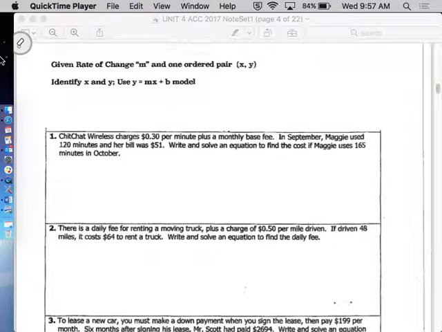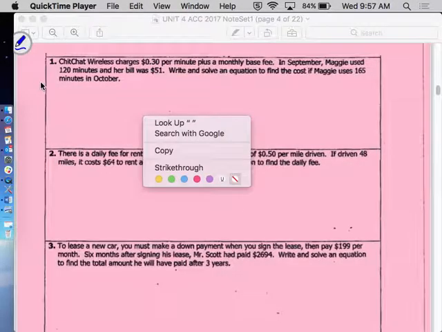This video will quickly talk through two types of linear word problems. So in this particular problem set, you're given a rate of change or a slope, and you're given one XY ordered pair. So let's run through the skills that would be needed for this particular problem.